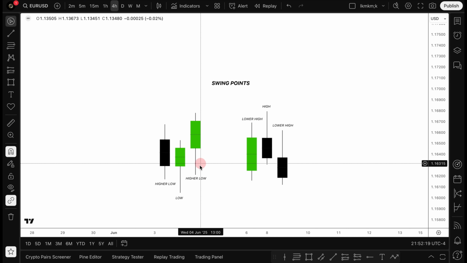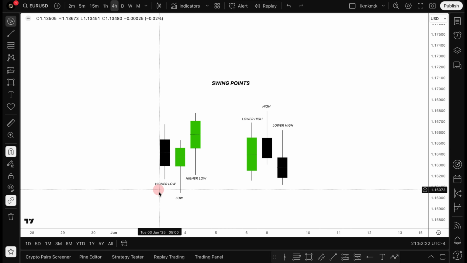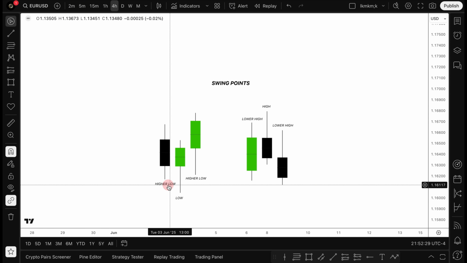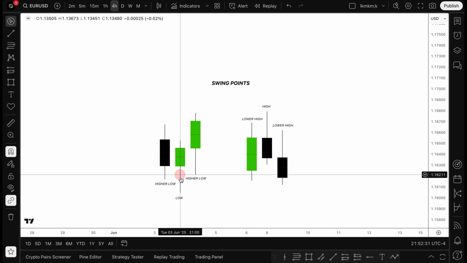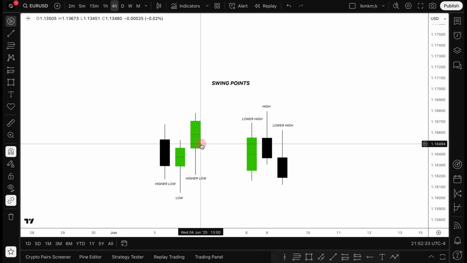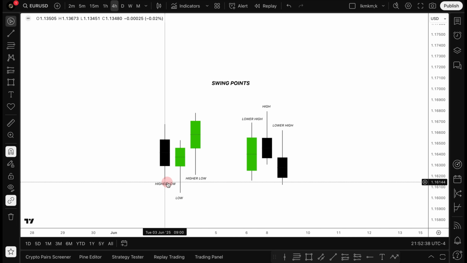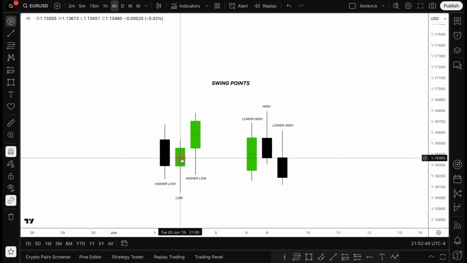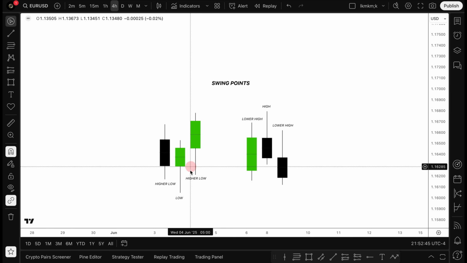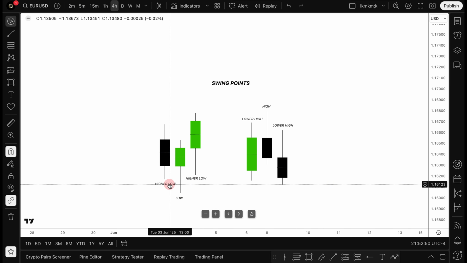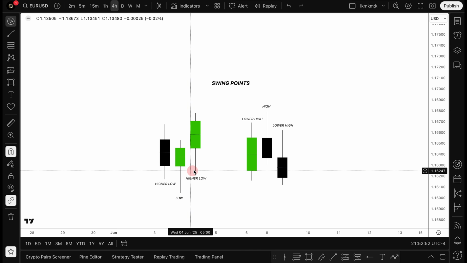and how that is formed is when a candle on the left hand side forms a higher low, the middle candle forms the low, and then the right candle forms a higher low. So this low needs to be higher than the middle candle's low, and then the following candle's low has to be higher than the previous candle's low, which forms a low.